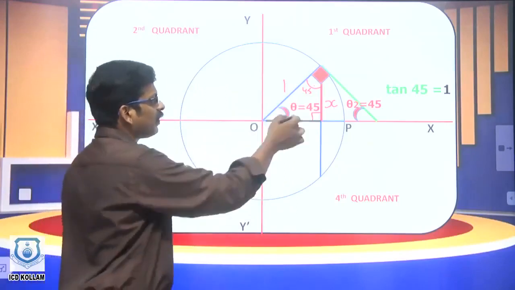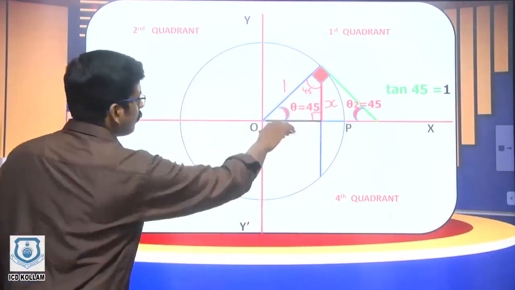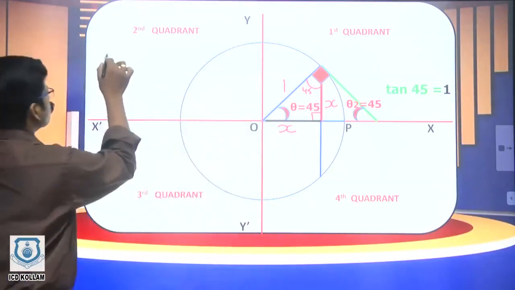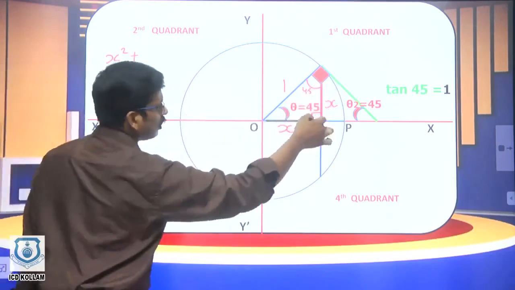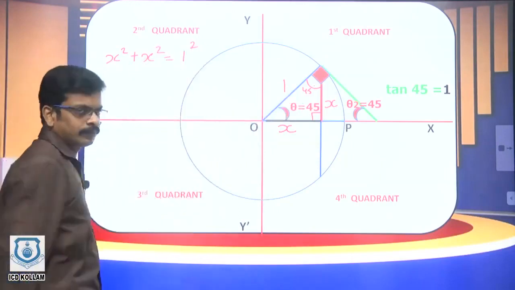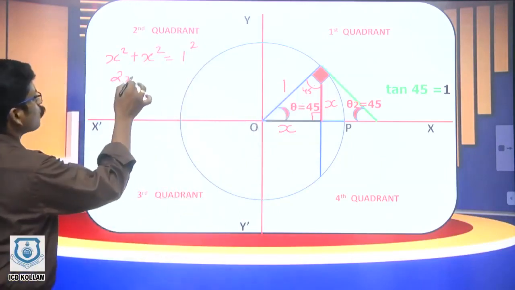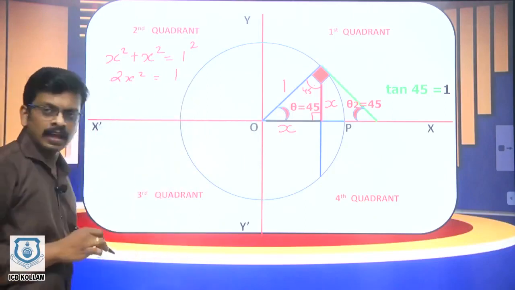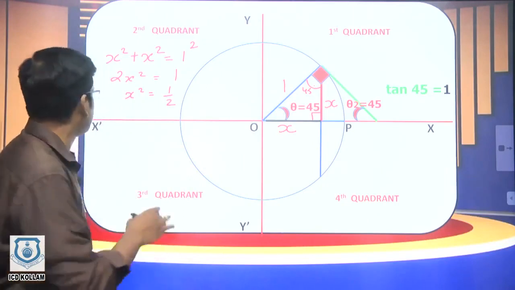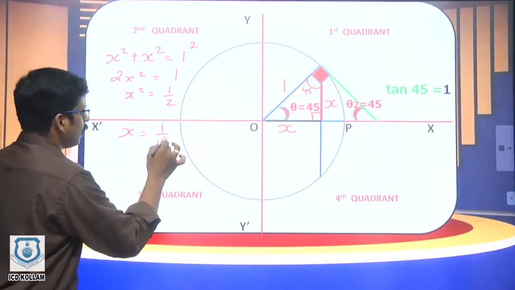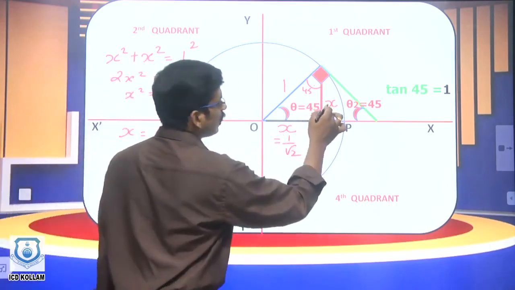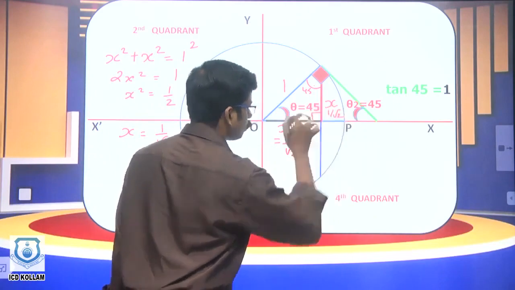So now we can calculate the value of x. From Pythagoras theorem, you know that base square, this is x square, plus altitude square, here it is again x, then x square, is equal to 1 square. Now we can say 2x square is equal to 1, and x square is equal to 1 by 2. Now we can easily calculate the value of x, which is equal to 1 by root 2. So this x is equal to 1 by root 2. Also this x is equal to 1 by root 2.